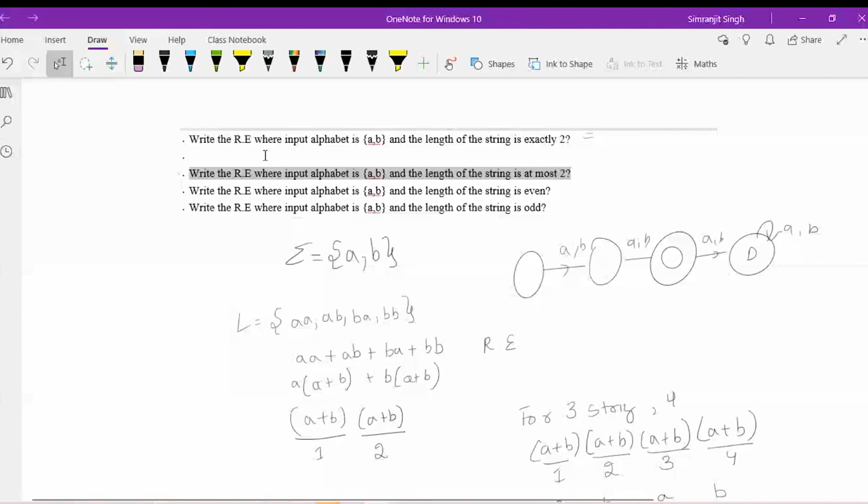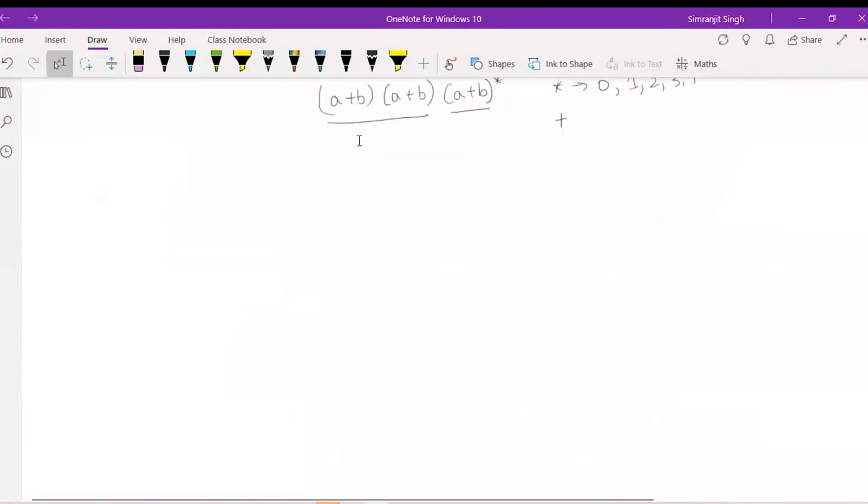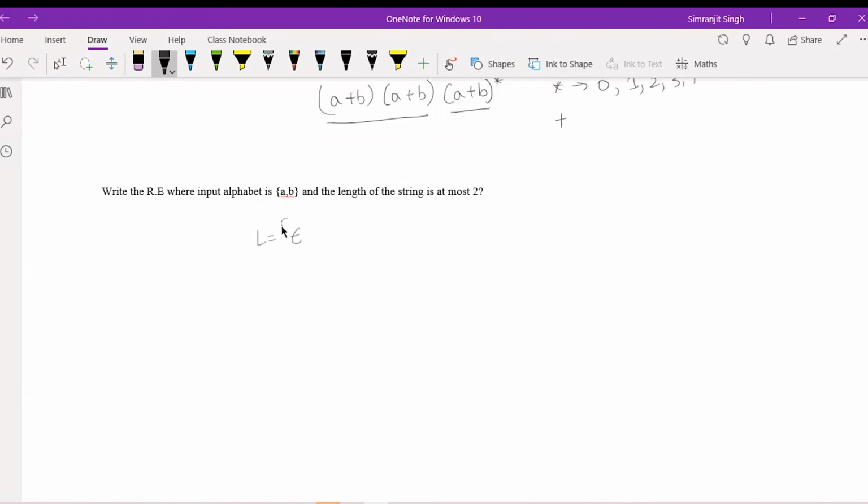Okay. Now if you see this question, this is again a little bit of a tricky question that says at most 2. Okay, so maximum it can be 2, but if you remember, in this language epsilon is also there, as well as single a, as well as single b. Afterward, two length strings are also there. Okay, so let me show you how you can interpret this in a regular expression.